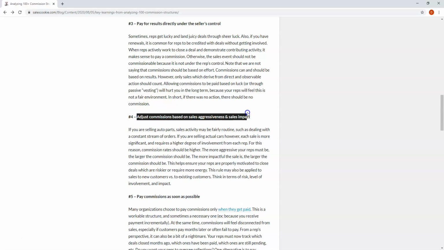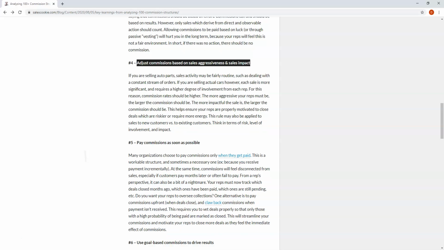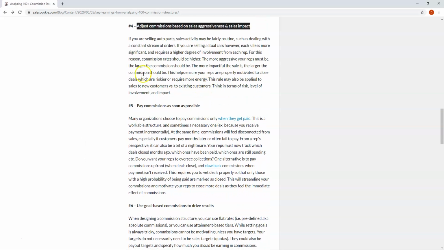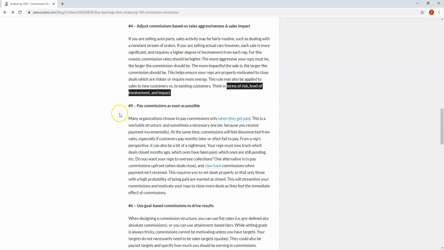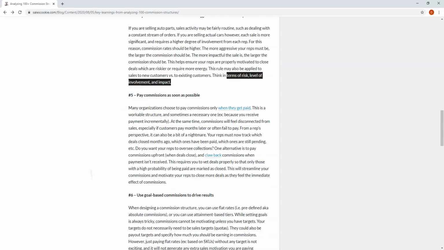Number four, adjust commissions based on sales aggressiveness and sales impact. So for example, if you're selling auto parts, that could be a fairly routine activity versus selling a car, because now that requires a higher degree of involvement. Your rep needs to be more aggressive, and the more impactful the sale, the larger the commission should be. So we want to make sure you're thinking in terms of risk, level of involvement, and impact when you're considering the commission payouts.